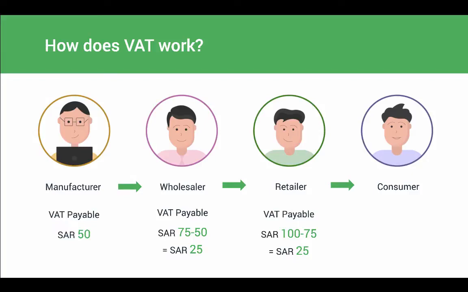The same goes for the retailer who has paid VAT of 75 rials to the wholesaler and has collected 100 rials as VAT from the end consumer. So, over the course of the supply chain, the government gets the full 5% VAT for the final value of 2000 rials, which is ultimately borne by the end consumer.